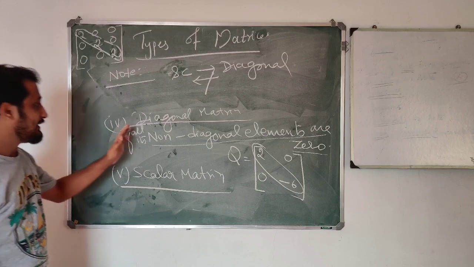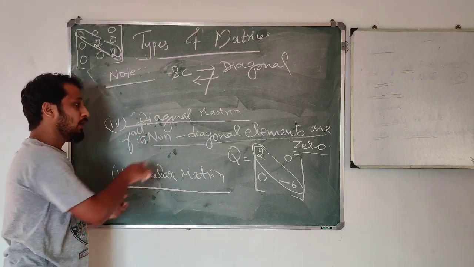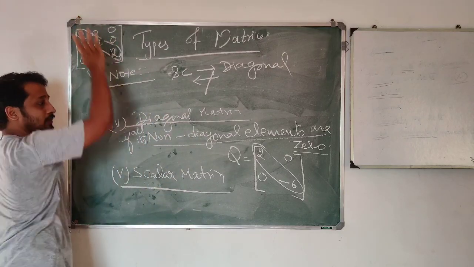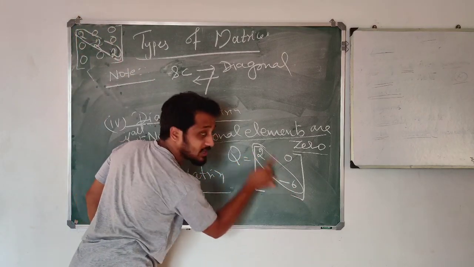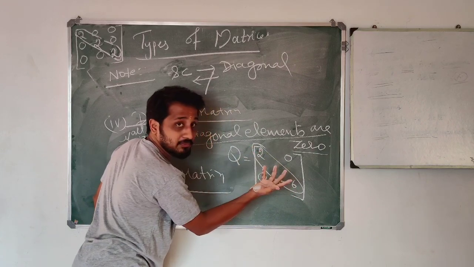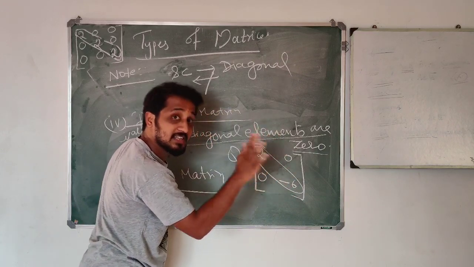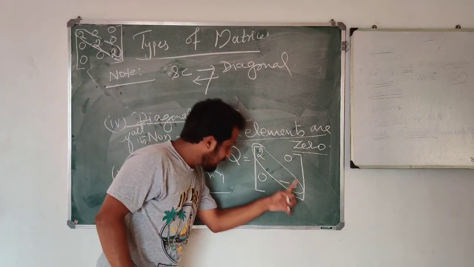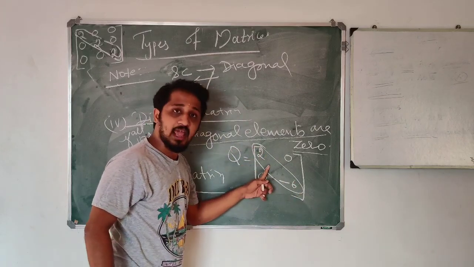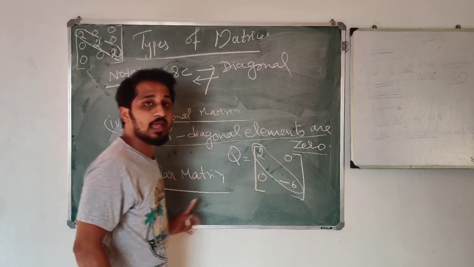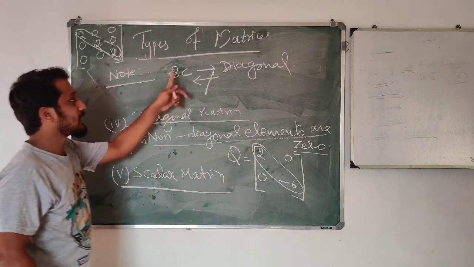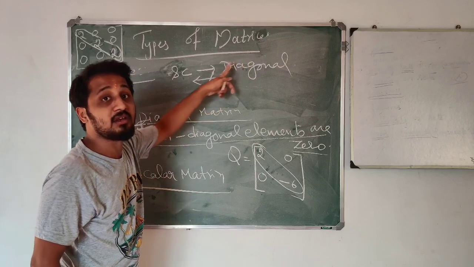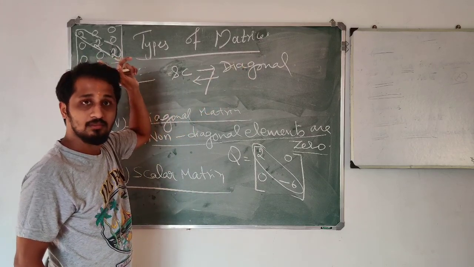That means in a diagonal matrix, I told you that non-diagonal elements are 0. The diagonal elements may not be the same. If they are the same also, no problem. Such a type of matrix is known as a diagonal matrix. In case all the diagonal elements are the same, such a matrix is known as a scalar matrix. That's what I told: scalar matrix implies diagonal matrix, but a diagonal matrix need not be a scalar matrix. Is it clear?